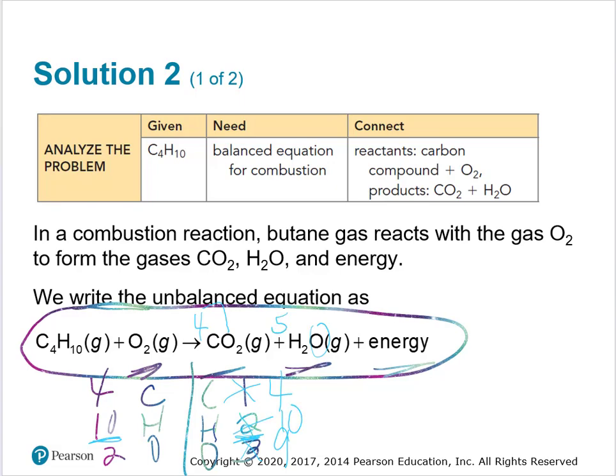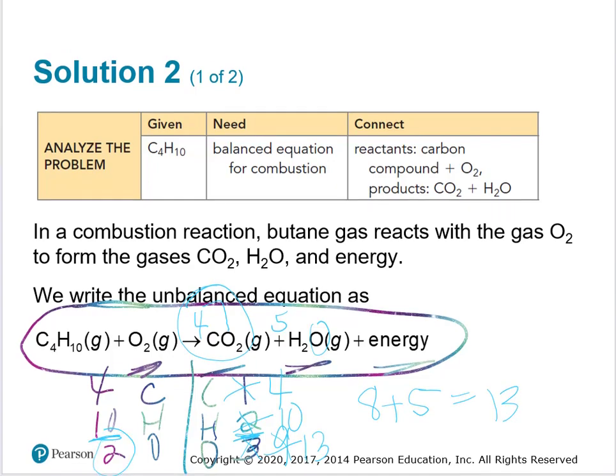Now let's recount our oxygens. 8 oxygens in the CO2 plus 5 oxygens in the water is 13. Now how do I get to 13 from 2? 2 times 6 is 12. 2 times 7 is 14. So between 6 and 7, I would say 6.5 times 2 would get me 13.